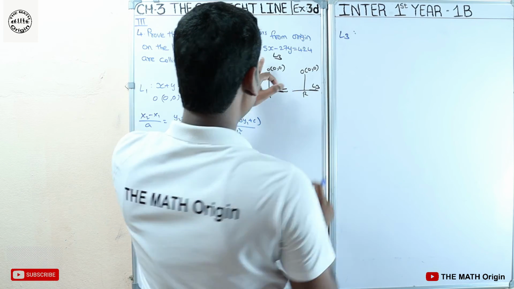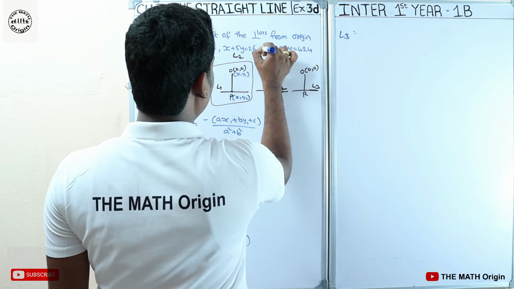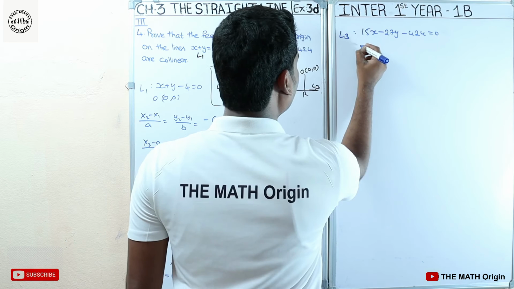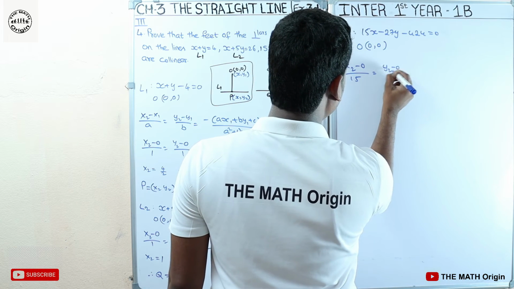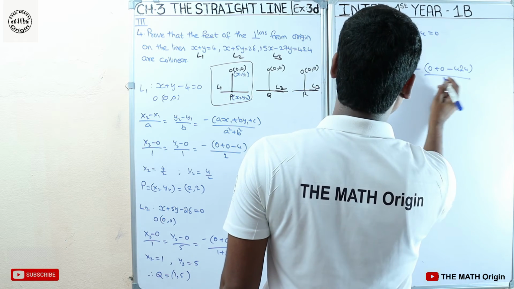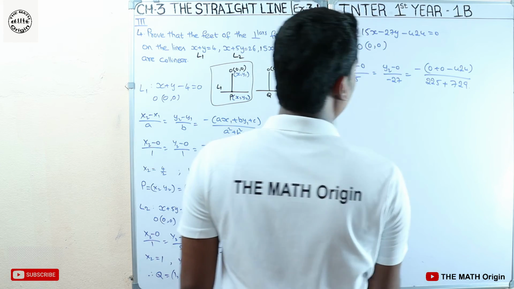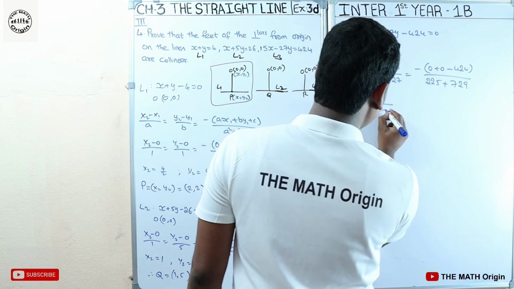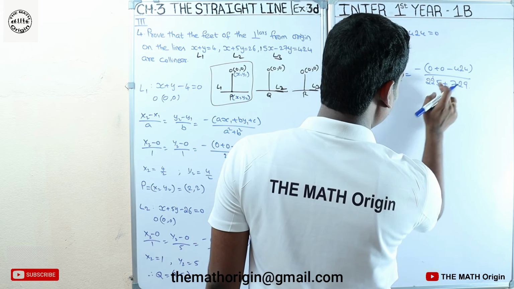Okay, L3 is 15x minus 27y minus 424 equals 0, and the point is (0, 0). So we have the equation (x2 minus 0) by 15 is equal to (y2 minus 0) by minus 27, is equal to minus (a x1 plus b y1 plus c), which is minus 424, by 15 square, which is 225, plus 27 square, which is 729. Okay, now x2 by 15 is equal to 424 by 954.